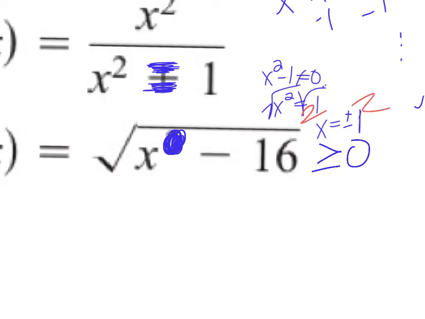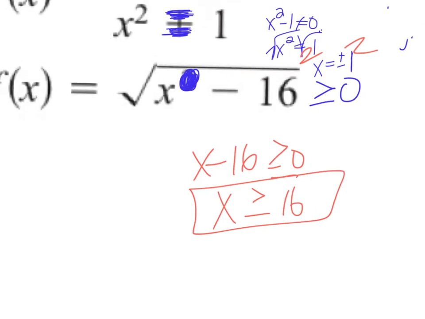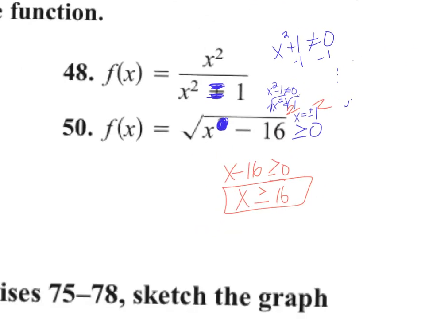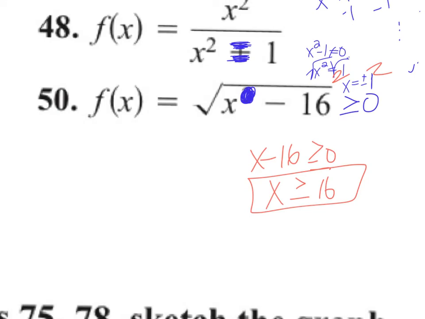So if I square both sides here, I get x minus 16 greater than 0. So in this case, x has to be what? Greater than 16. If you have a radical, you'll have some sort of inequality. It's going to be a range. It's got to be bigger than something. If you have just an expression like before, like these other ones, then you're going to have specific values that x can't be.